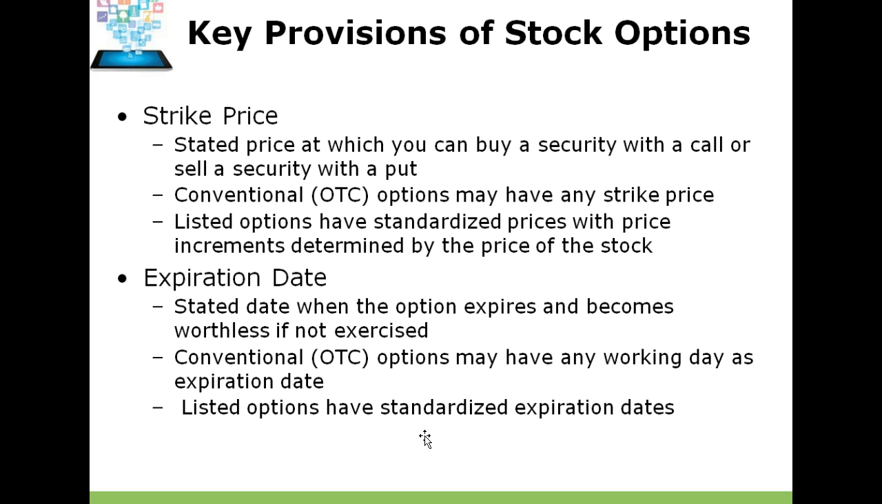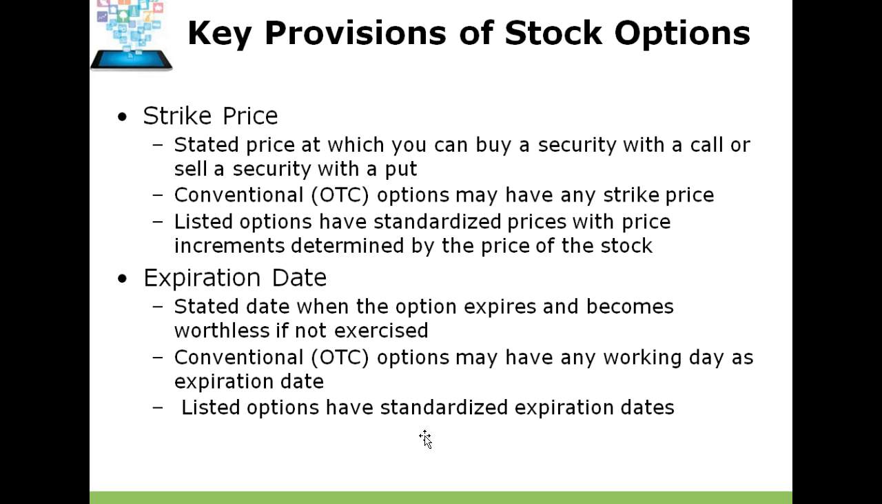Strike price. This is the price you agree to buy or sell the stock at. The conventional over-the-counter options have strike prices, and the listed standardized prices and increments are determined by the price of the stock. So strike price is just the price you agree to buy or sell the stock at in the contract. It's usually not the current stock price. It's some other price that you're agreeing to buy or sell it at. And depending on how valuable this price is, that determines how much the contracts are generally worth.